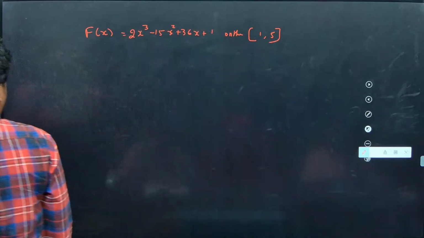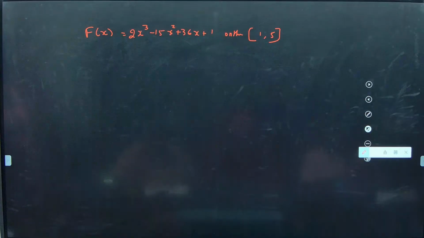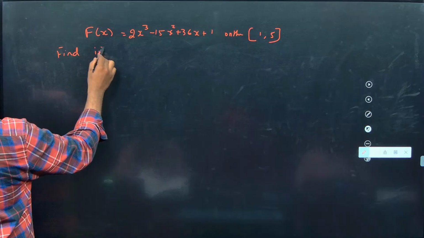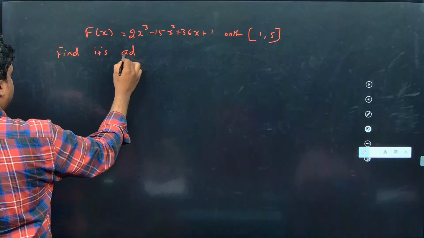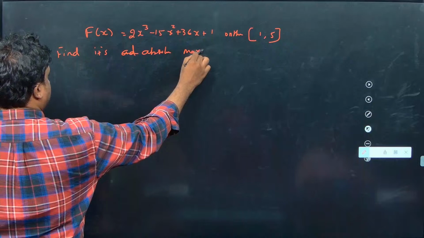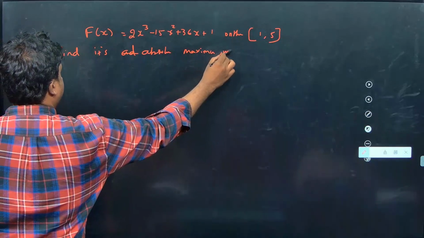Guys, f of x is equal to 2x cube minus 15x square plus 36x plus 1. What you have to find is its absolute maxima and absolute minima.